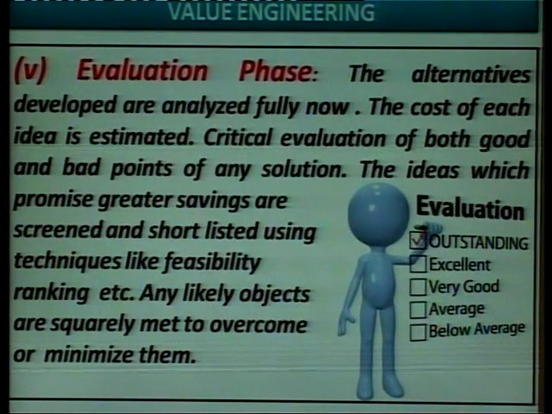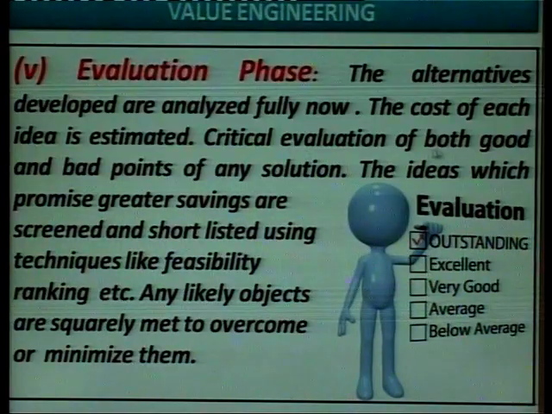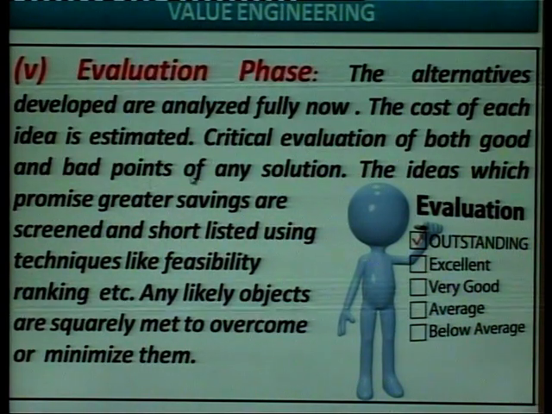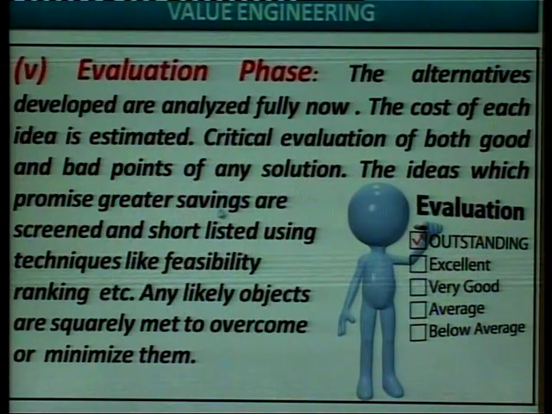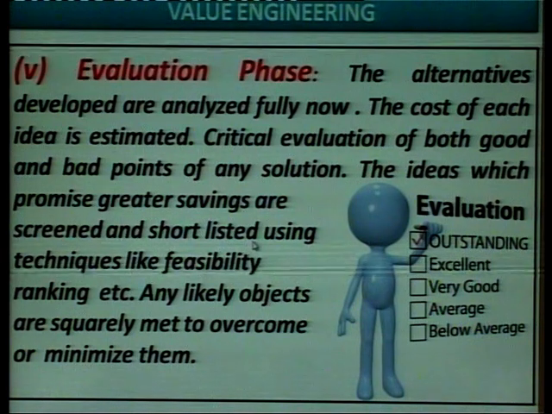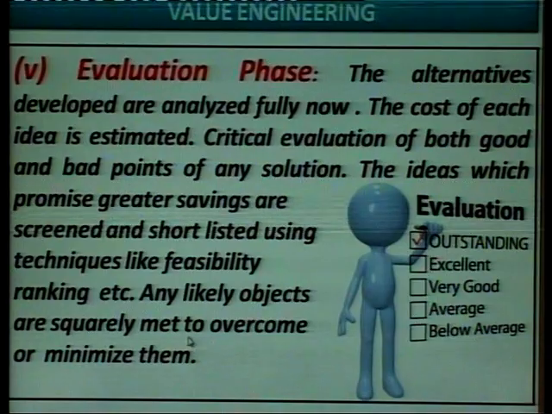Next is evaluation phase. The alternatives developed are analyzed fully now. The cost of each idea is estimated. Critical evaluation, this is the evaluation chart. Critical evaluation of both good and bad points of any solution. The ideas which promise the greater saving are screened and shortlisted using techniques like feasibility, ranking, etc. Any likely objections are then met to overcome or minimize them.